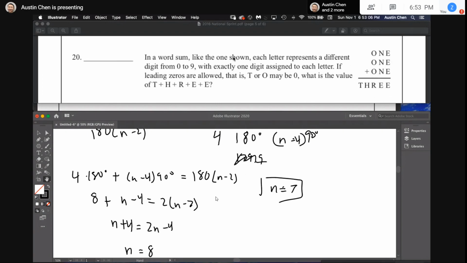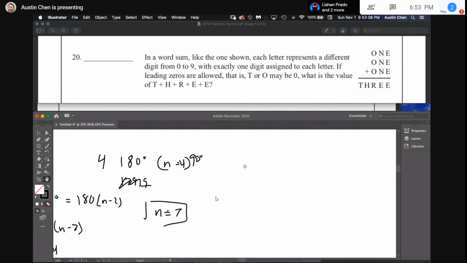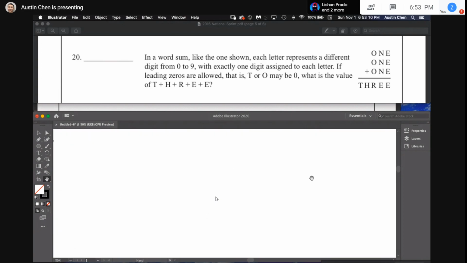Okay, let's move on. Number 20. In a word sum, like the one shown, each letter represents a different digit from 0 to 9, with exactly one digit assigned to each letter. If leading zeros are allowed, that is, T may be zero or O may be zero, what is the value of that?